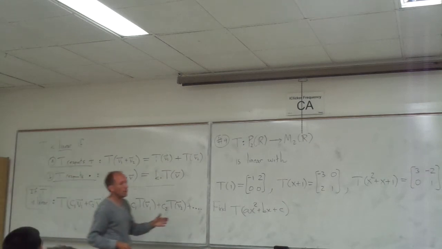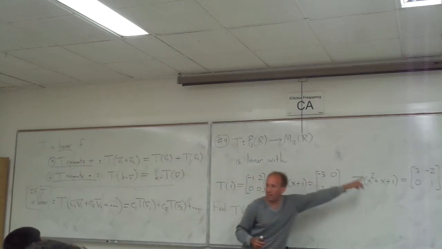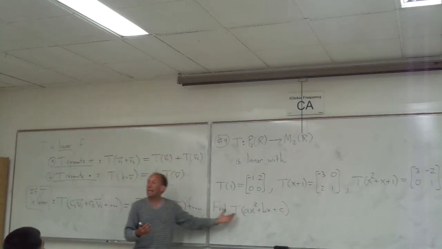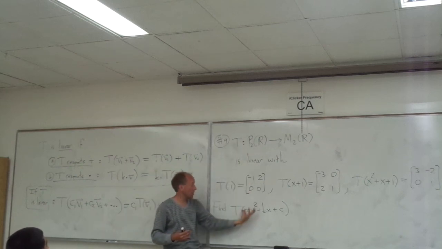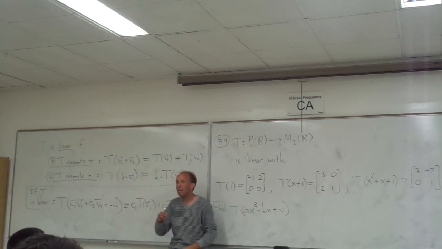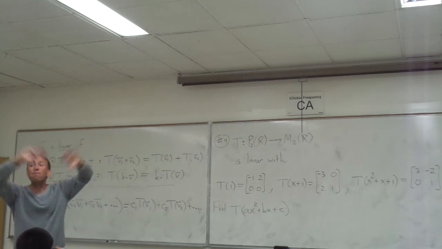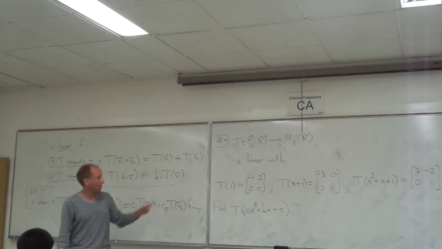I'm saying that if I just tell you T of these three things, we can actually find T of anything. Anything in P2 of R. This is an arbitrary element of P2 of R. So we're taking three pieces of information and generating infinite amounts of information about the whole transformation. That's what we're going to do here.